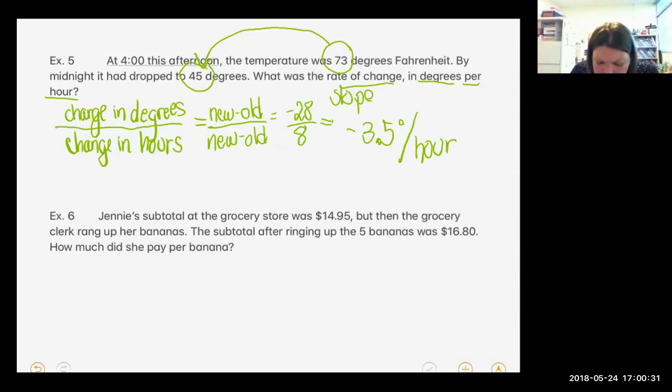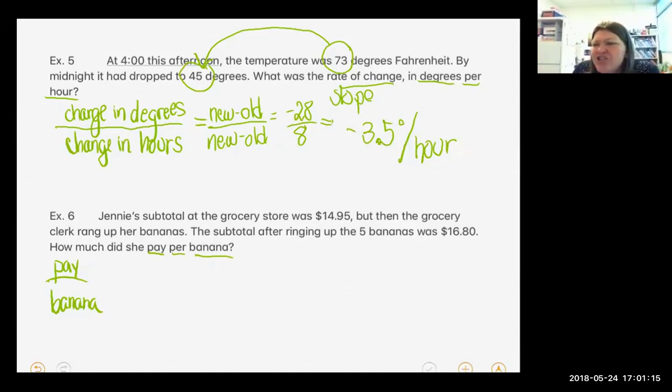Example 6 says Jenny's subtotal at the grocery store was $14.95. But then the grocery clerk rang up her bananas. So here I am buying bananas again. The subtotal after ringing up the bananas was $16.80. How much did she pay per banana? Okay, so we're looking at how much she paid per banana. But again, I have a tricky thing, because the money numbers they give me don't tell me how much she paid for the bananas. Instead, they give me a starting price and an ending price, before and after bananas. Can you see that?